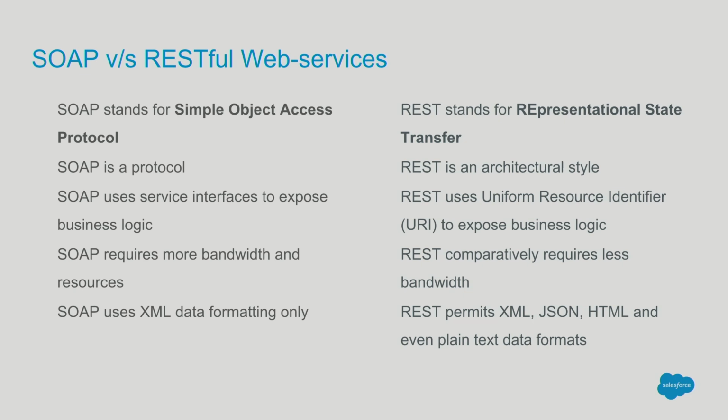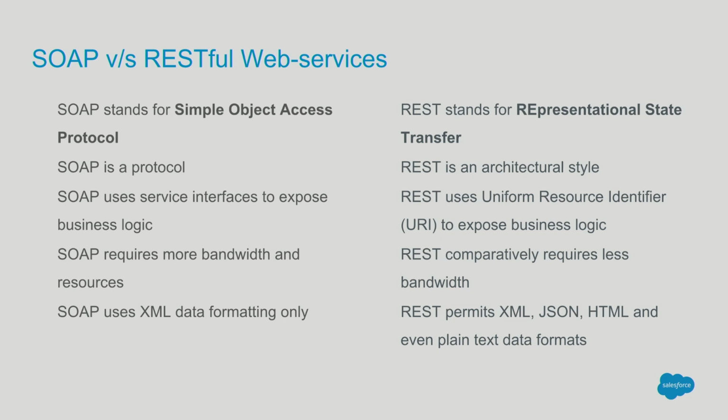SOAP uses something called a service interface to expose its business logic, while in REST, we use a Uniform Resource Identifier, that is a URI, to expose business logic. SOAP uses more bandwidth and resources, while we can see REST is more advantageous, which requires less bandwidth. SOAP is quite strict with its XML data formatting only option, while REST is kind of flexible. We can see here REST can use XML, JSON, HTML, and even plain text.